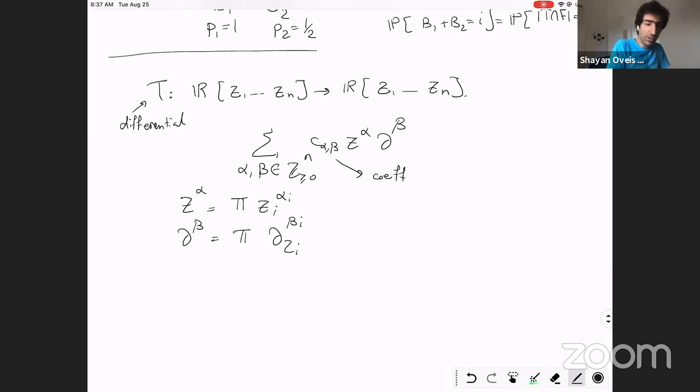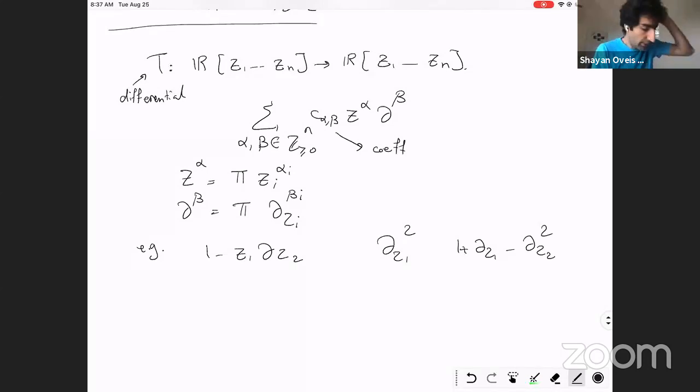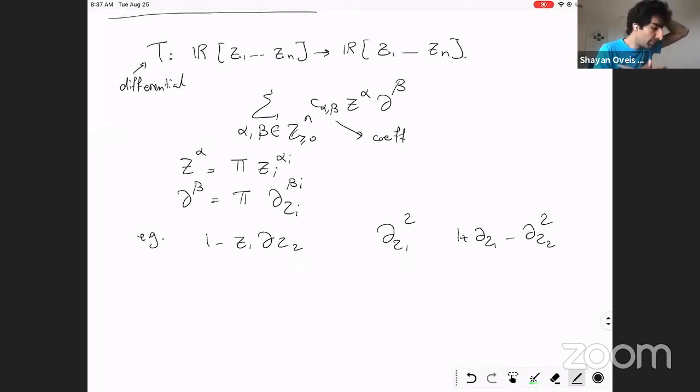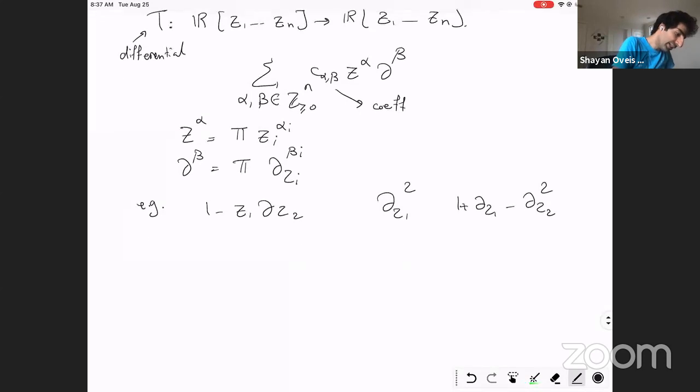So this is a fairly general set of differential operators. For example, you can have 1 minus z1 partial z2. You can have partial z1 squared. You can have 1 plus partial z1 minus partial z2 squared, and so on. These are examples of operators you can characterize this way. This is a very general class. You can essentially write any linear operator acting on polynomials of bounded degree in this language. But let me state the theorem of Borcea and Brändén in this language.